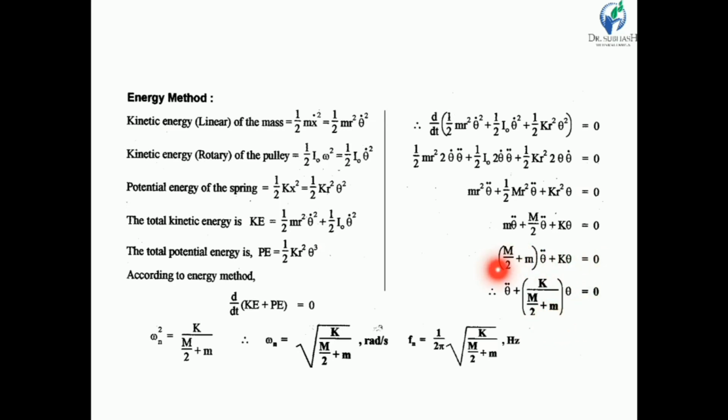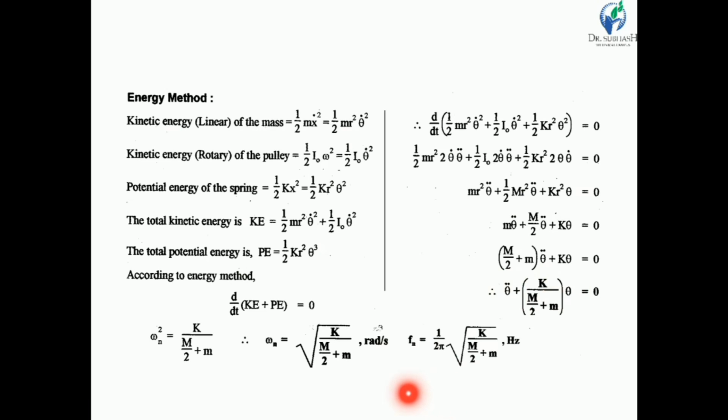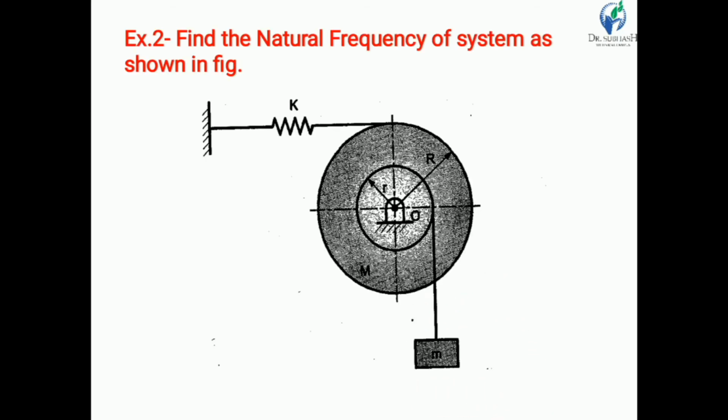If we compare this equation with simple harmonic motion, then we get omega n square is equal to capital K divided by (capital M by 2 plus m). So omega n is equal to under root capital K divided by (capital M by 2 plus m). So for natural frequency we get omega n upon 2 pi. So Fn is equal to 1 upon 2 pi under root capital K divided by (capital M by 2 plus small m) in hertz. So this is the natural frequency of the given system, and this equation we have derived by using the energy method.